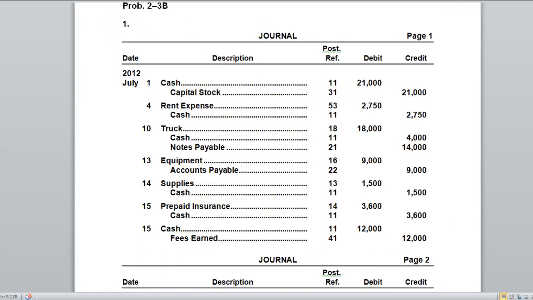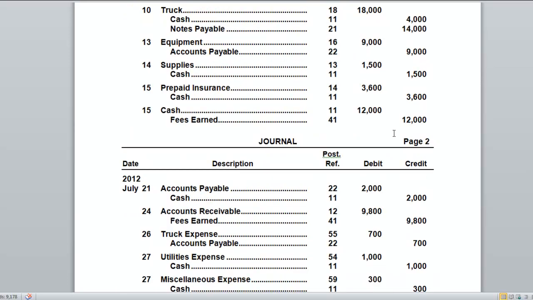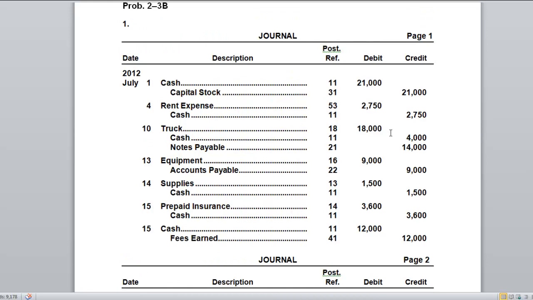This is what our journal would look like here. There are two pages: this is the first page, and down below we have the second page. The first transaction said that we transferred cash from a personal bank account to be used for the business in exchange for capital stock for $21,000.